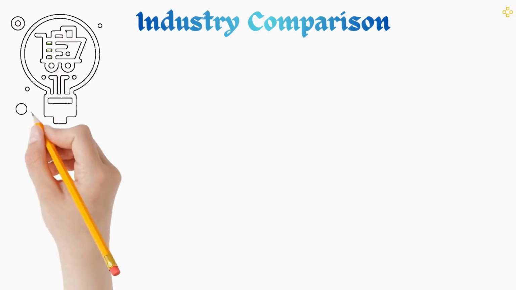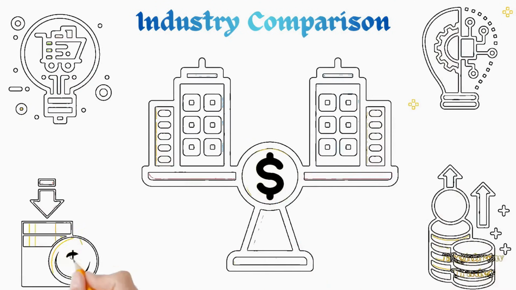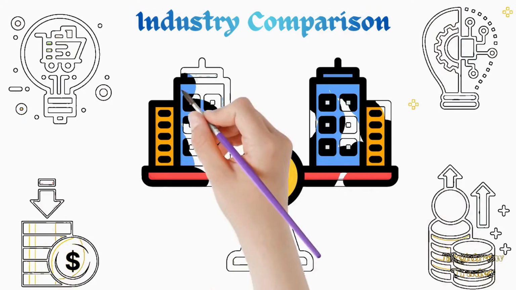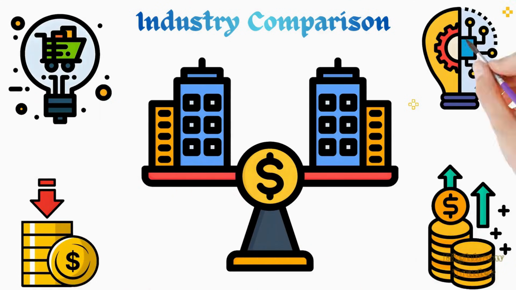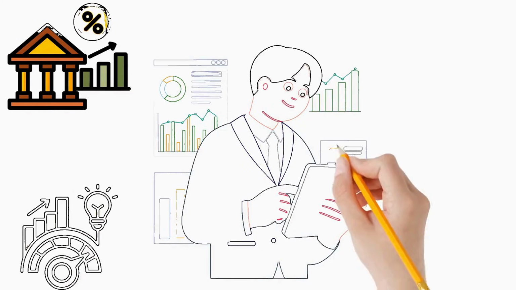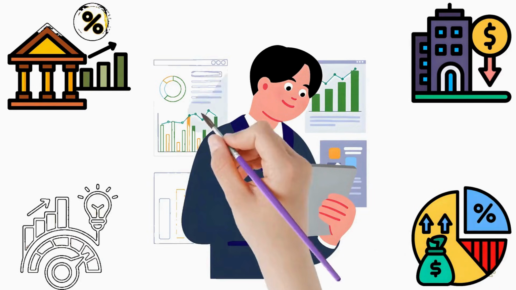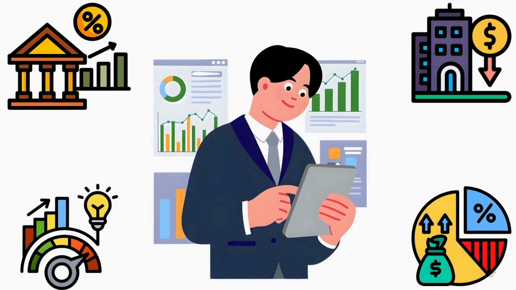Ratios are most useful when comparing companies within the same industry. Different industries have different standards, so comparisons must be relevant. For example, a retail company may have a lower profit margin than a technology company. By comparing ratios within the same sector, investors can identify top performers and weaker companies. This helps in selecting businesses with stronger financial performance and better growth potential.